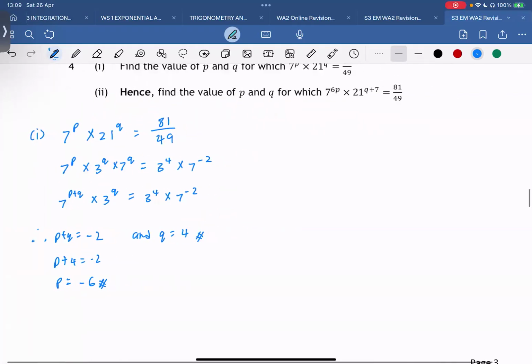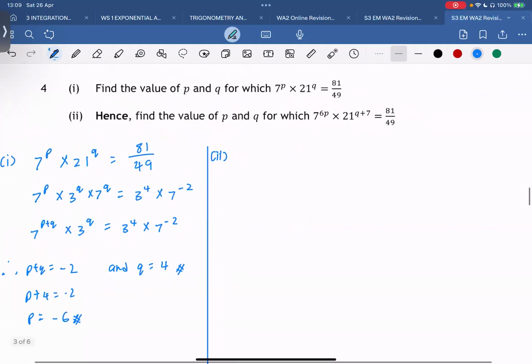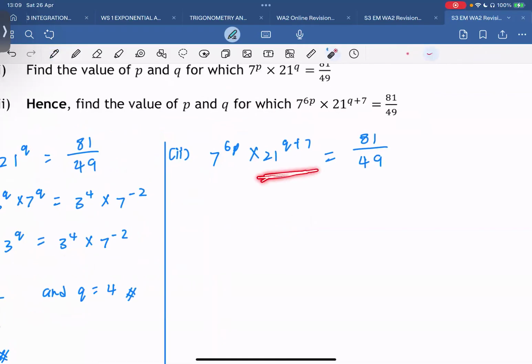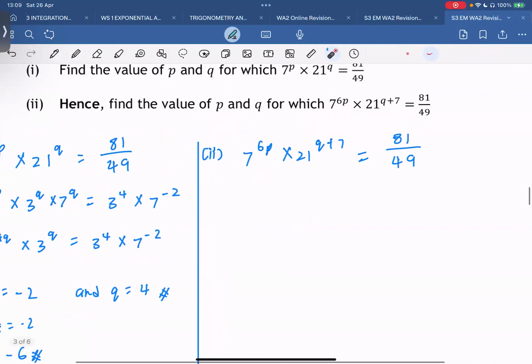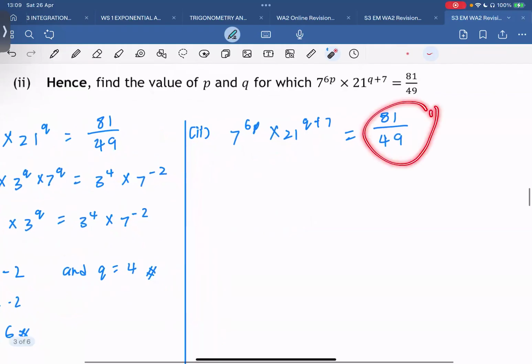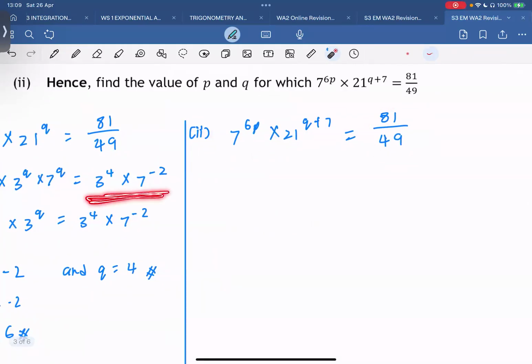So that will be for part 1. For part 2, find the value of P and Q for this equation. So 7 to the power of 6P times 21 to the power of Q plus 7 equals to 81 over 49. So same thing, I will break down the 21 into 3 times 7, right? And this thing can be broken down into this.